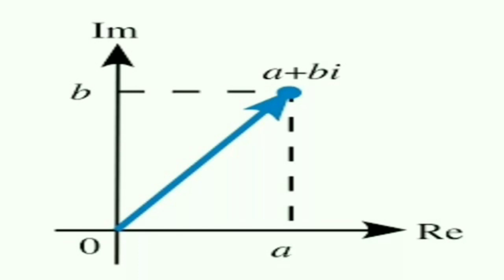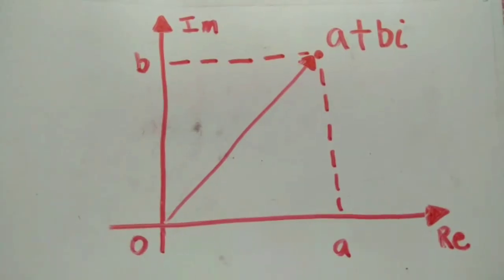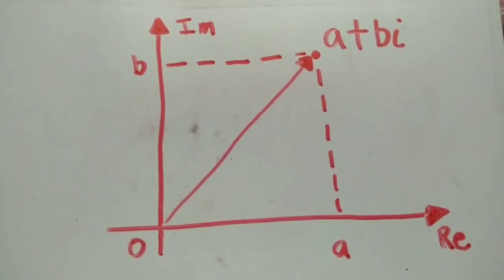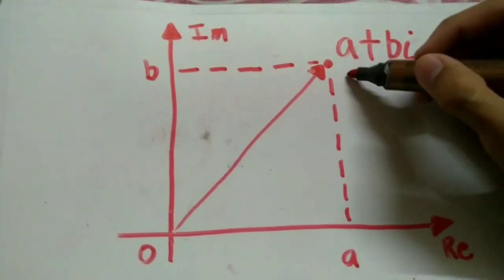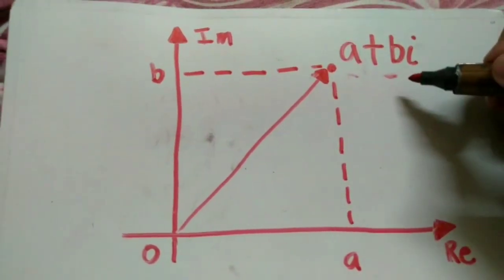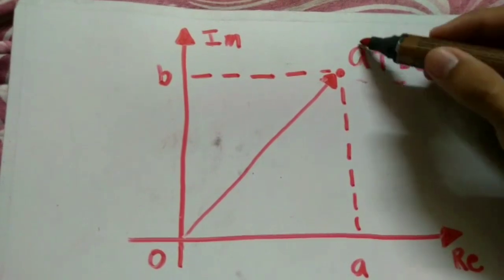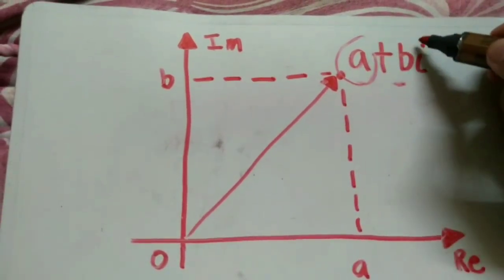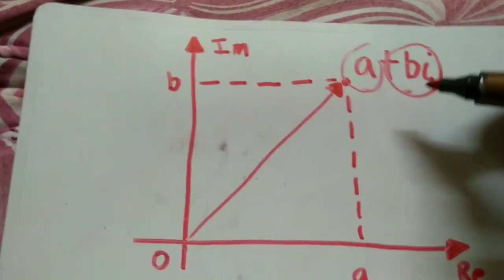Complex numbers can also be represented in polar form, which associates each complex number with its distance from the origin and with a particular angle known as the argument of the complex number. So, a plus bi: a and b are real numbers, while a is the real part and bi is the imaginary part.